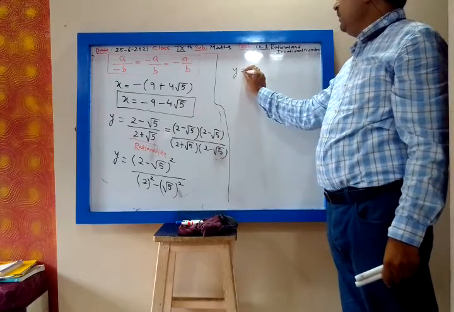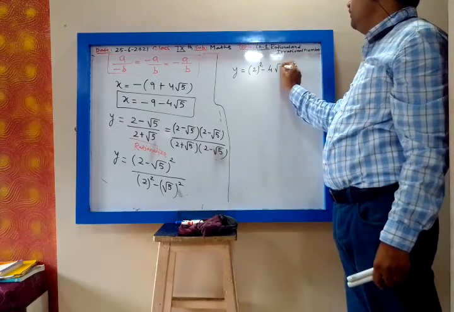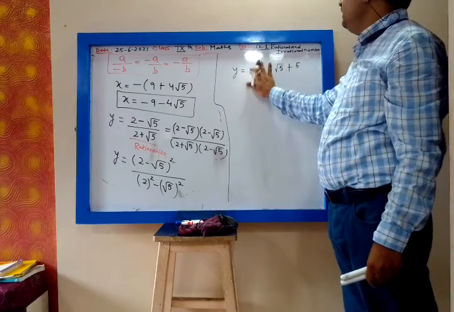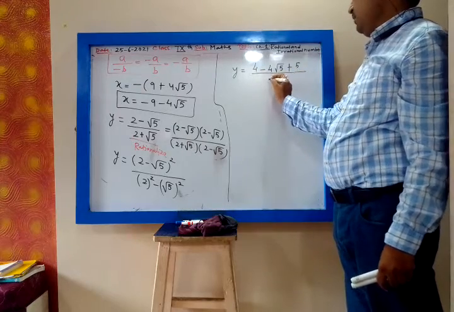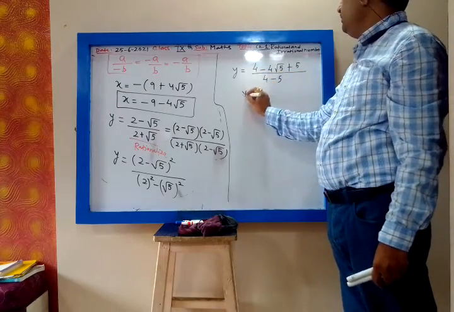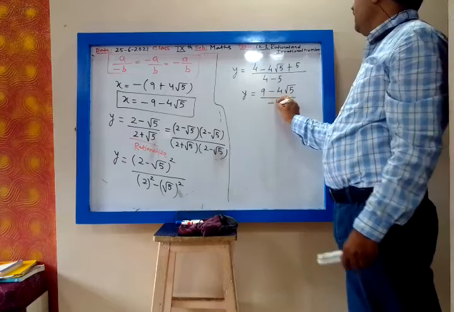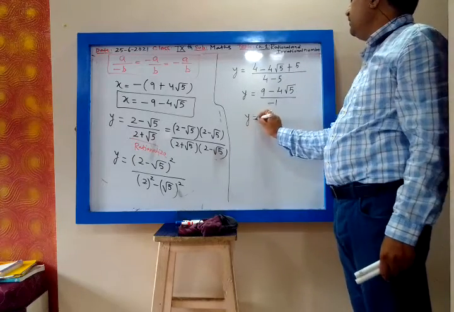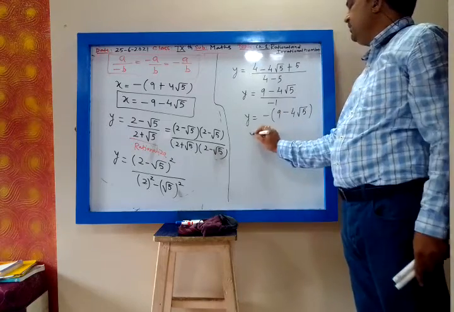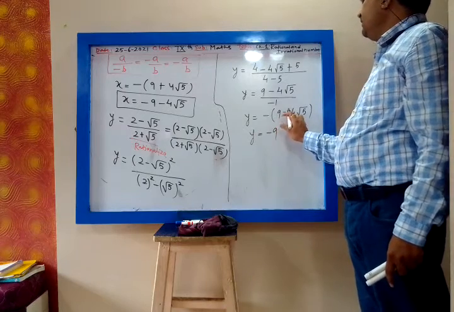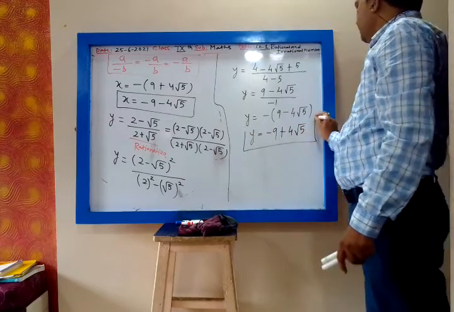So y will be 2 square minus 4 root 5 plus 5. Let me write directly, no problem. 2 square is 4. 4 minus 4 root 5 plus 5 upon 4 minus 5. So y will be 9 minus 4 root 5 upon minus 1. Now again minus 9 you can take up. So y is equal to minus of 9 minus 4 root 5. When we open the bracket, it will be minus 9, and this minus sign becomes plus 4 root 5. And this is the value of my y.